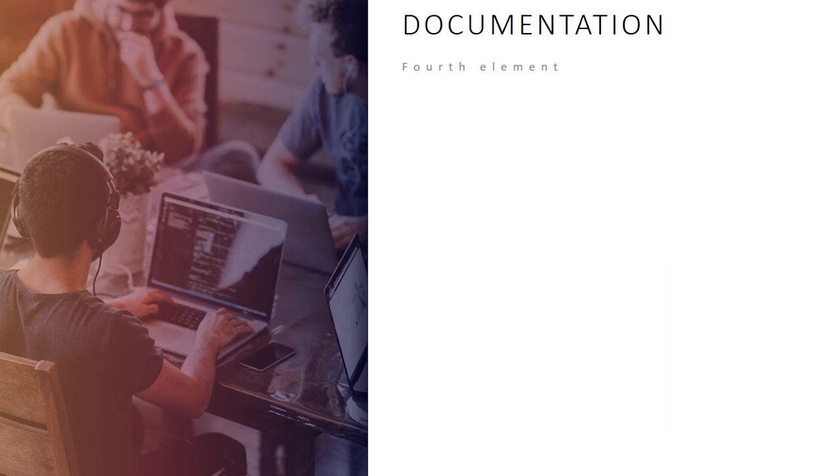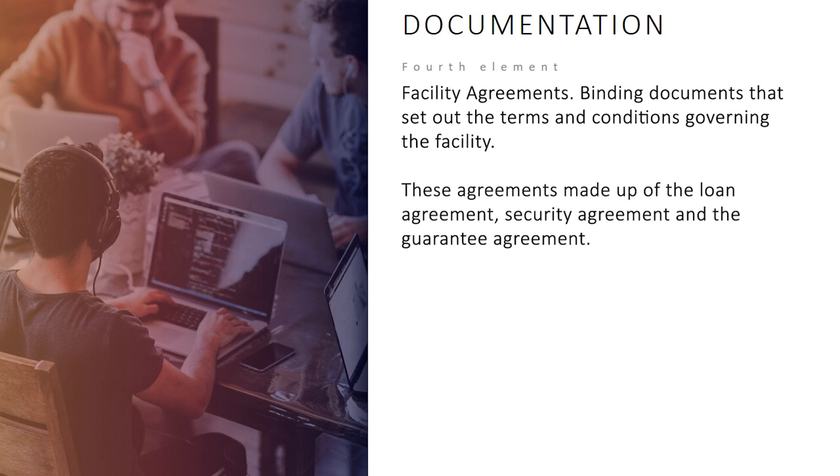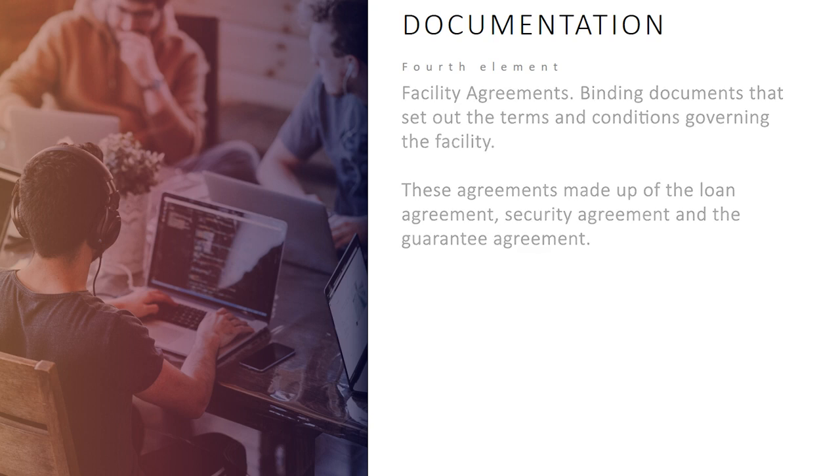Facility agreements. These are the legally binding documents that lay out the terms and conditions governing a facility. They are drafted by lawyers and signed by all parties to the agreement. Usually, they are longer and more detailed than the term sheet. These agreements are made up of the loan agreement, security agreement, and the guarantee agreement.